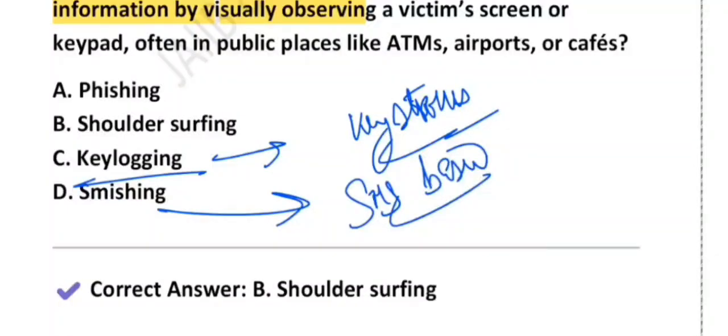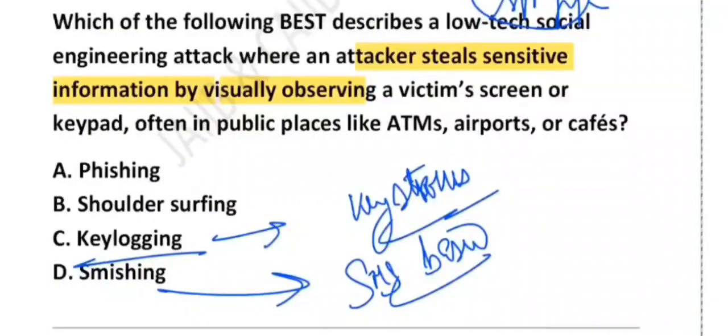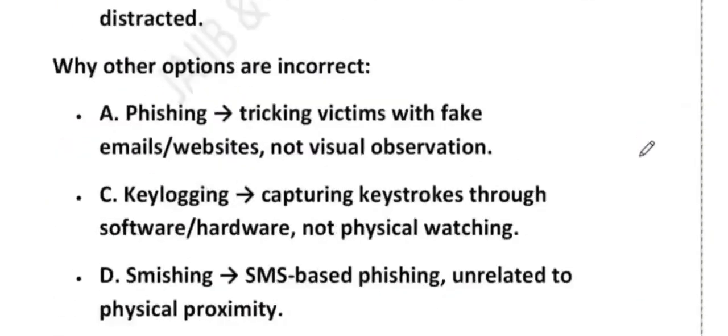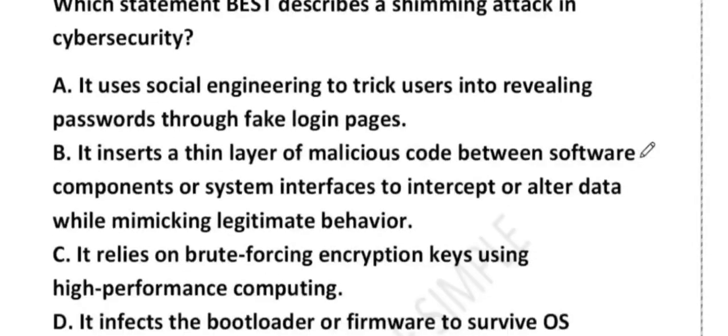So please remember, shoulder surfing means someone looking over your shoulder. If someone is too close, your information goes, right? So that is what shoulder surfing is all about. It means stealing information by watching your screen or your keypad. A low-tech social engineering attack, very little technology is used, and it happens in public places when people type sensitive information. It does not require any hacking tool, right? Please remember these points. Now have a look at the next one. The next question is on your screen. Which of the following best describes a smishing attack in cybersecurity?